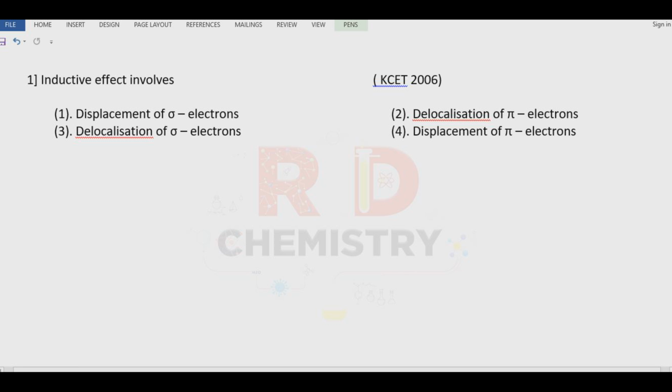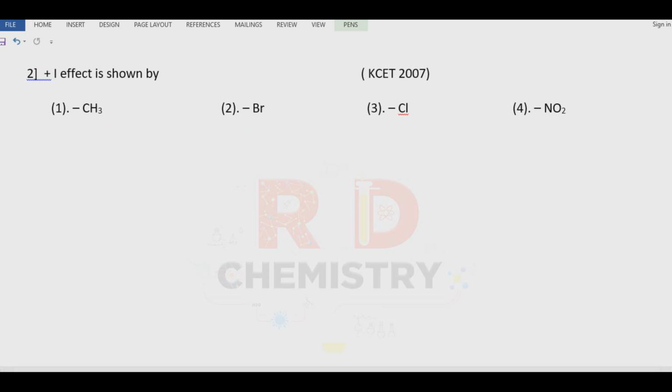Question number 1. Inductive effect involved. Remember, inductive effect refers to a carbon attached to some other group, and there is a sigma bond. Sigma electrons are migrated to a more electronegative element. So the answer is the first one. So these are straightforward questions. Sigma electrons are displaced.